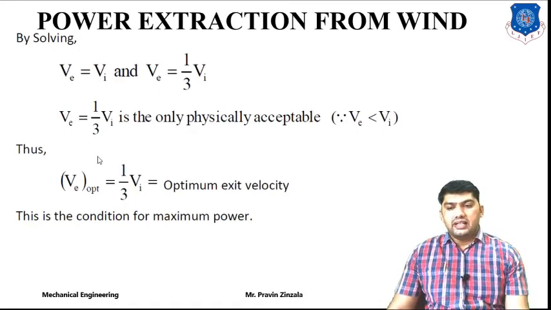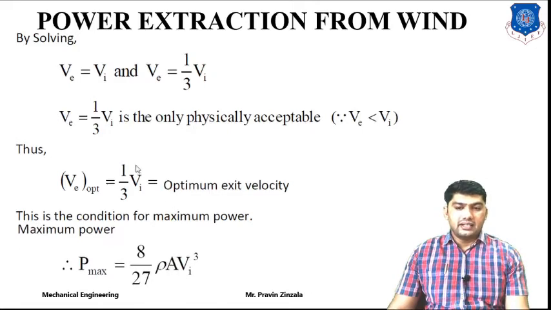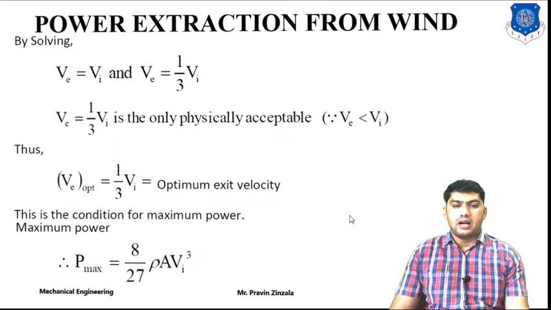power. So inserting V is equal to Vi by 3 in the power, we will get the maximum power. So by inserting V is equal to Vi by 3 in the power equation, we will get the maximum power is equal to 8 by 27 rho A V cube. So this is our equation of maximum power.